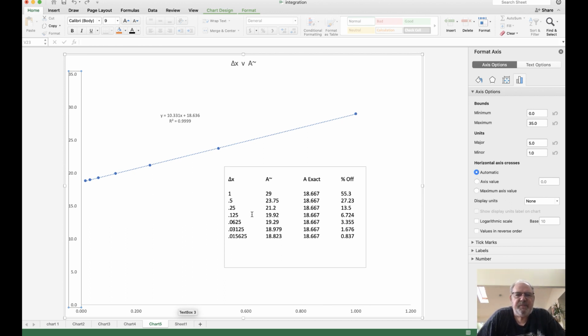And in fact, in the limit, as delta x goes to 0, the area that is estimated under the curve becomes exactly the area under the curve. That's the fundamental theorem of calculus, that in this limit, as delta x goes to 0, the area becomes exactly the area under the curve.